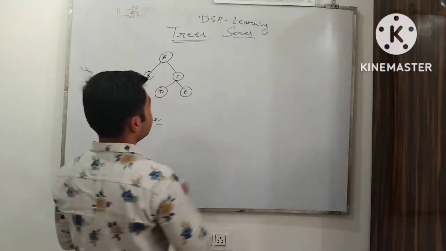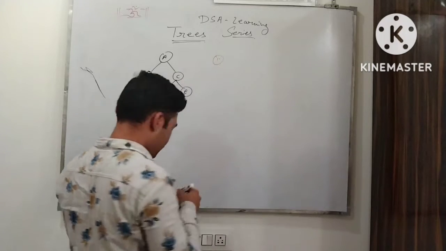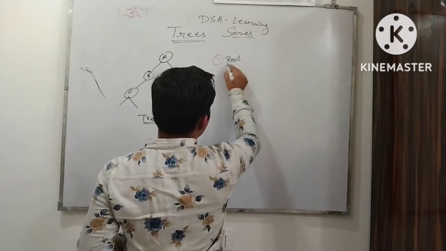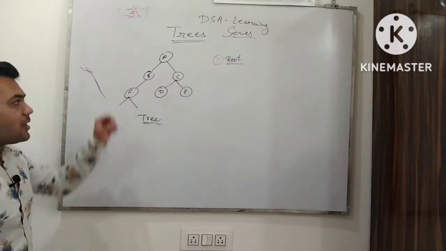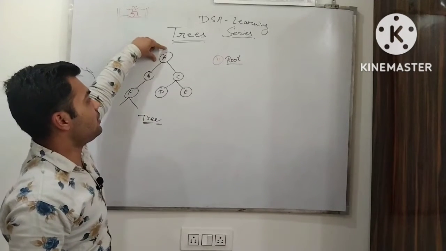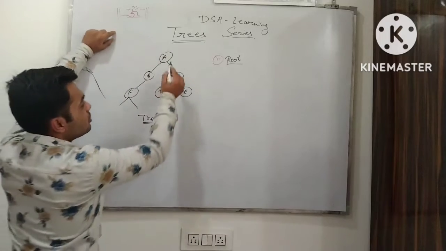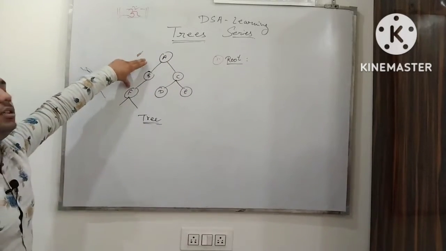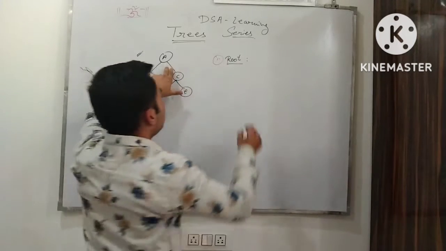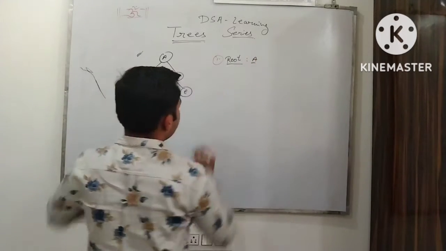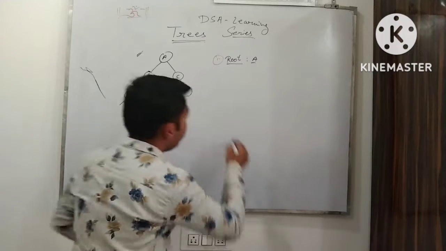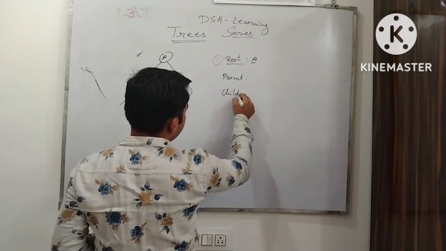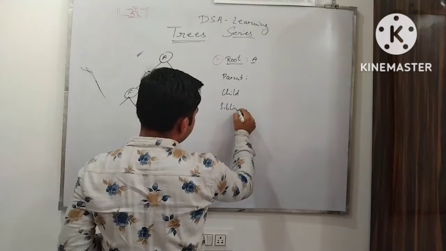The first one is root. What is a root? As you can see, this tree is starting from this node. So for this tree, the root is A. Second, parent, then the child, then the sibling.